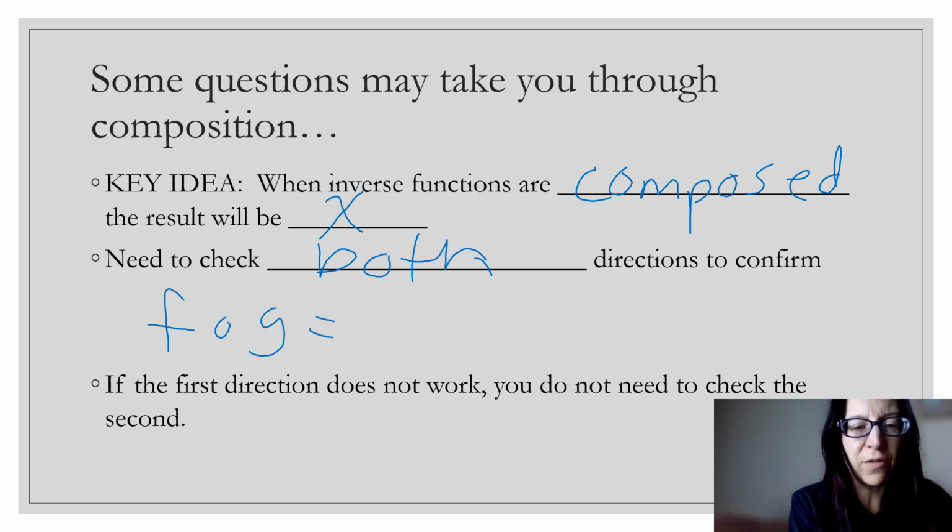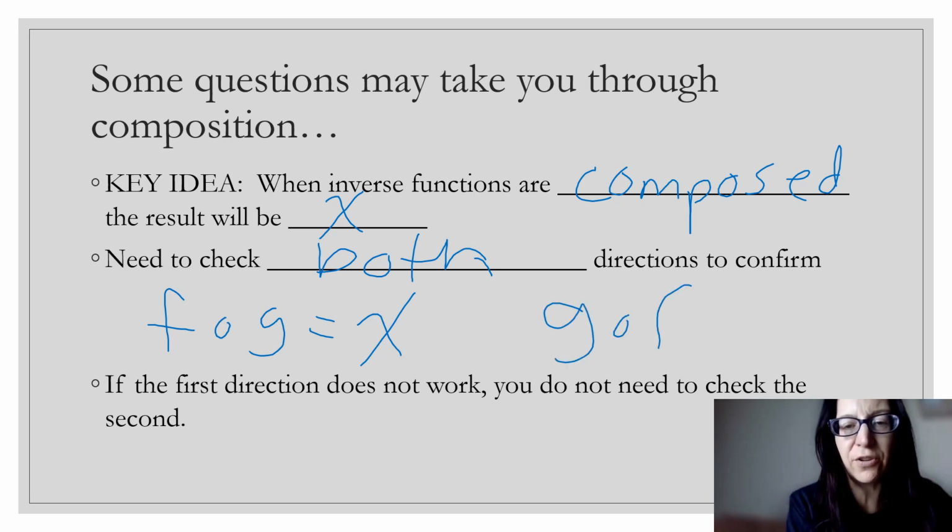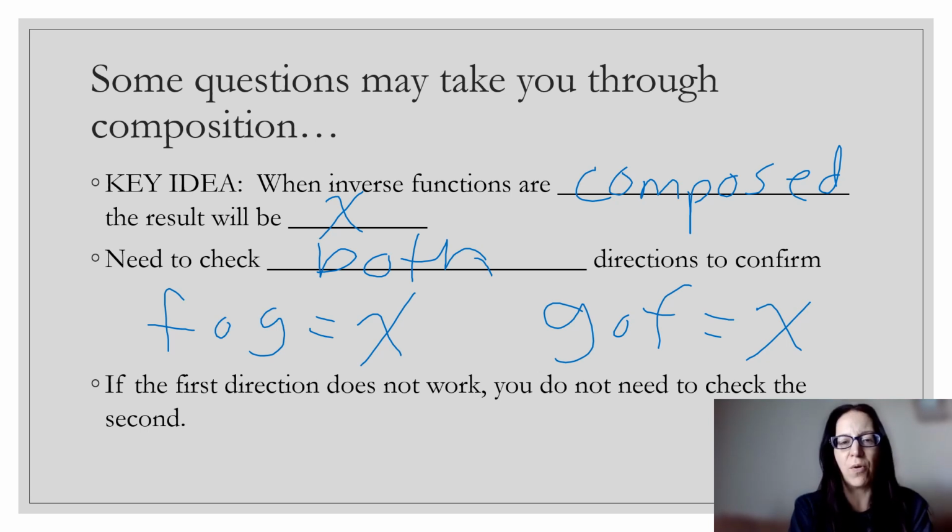Your composition in the first direction has to give you x. Your composition in the second direction has to give you x. Okay, so they both have to give you x. If you do the composition the first way, you get x.